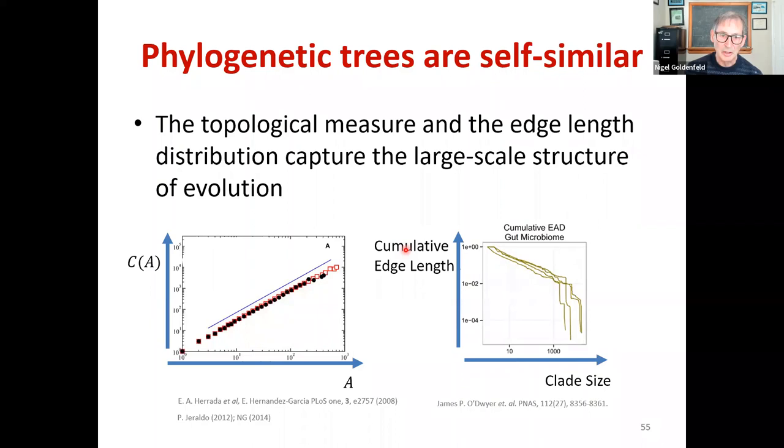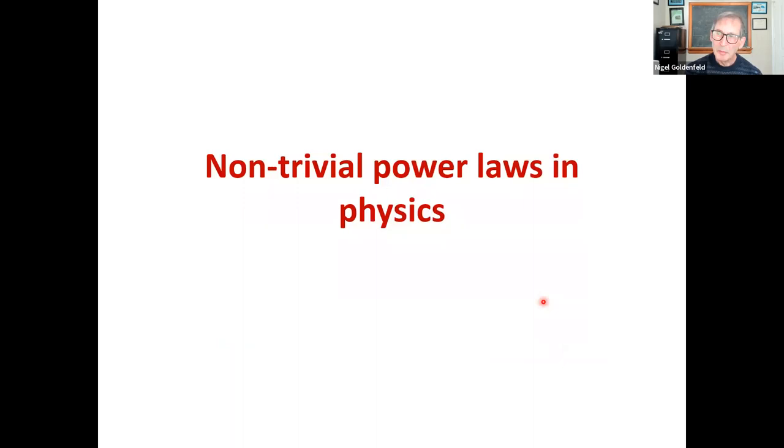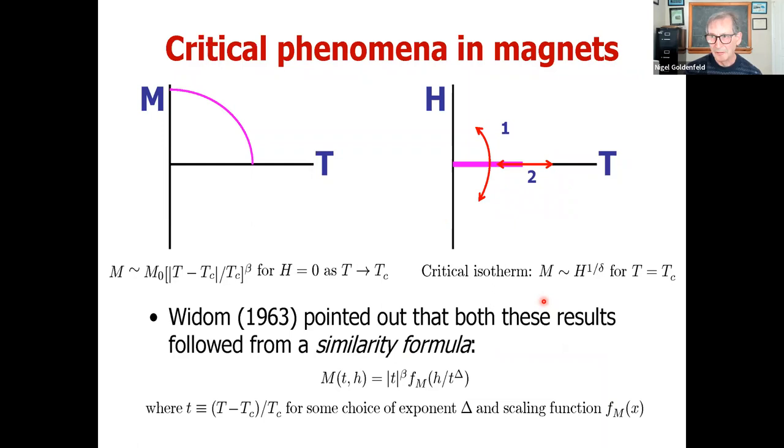So the question is, what is the origin of these non-trivial power laws, and what, if anything, do they tell us about living systems? So before we talk about non-trivial power laws in biology, let me remind you, in most cases, about non-trivial power laws in physics. Most of you will know about critical phenomena in magnets.